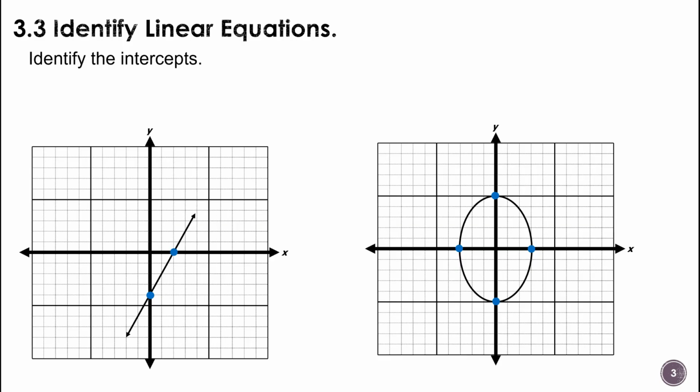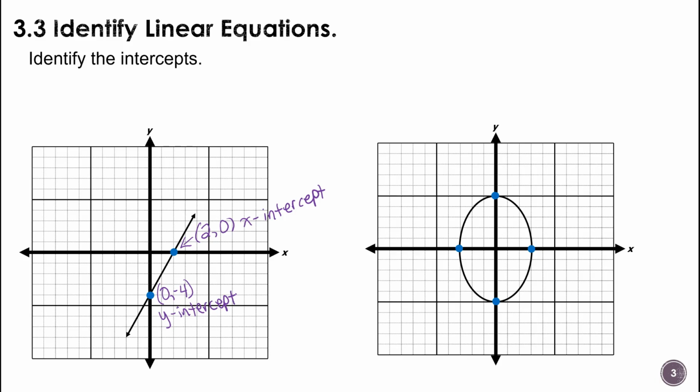Looking at these two graphs, we're going to identify the intercepts, and you can see that I have those labeled with some points that are blue. So let's look at the first graph, which is the graph of a line, and you can see this blue point right here, and that's on the x-axis at (2, 0), so that is the x-intercept. And then the y-intercept is here at (0, -4), right? And that's the y-intercept.